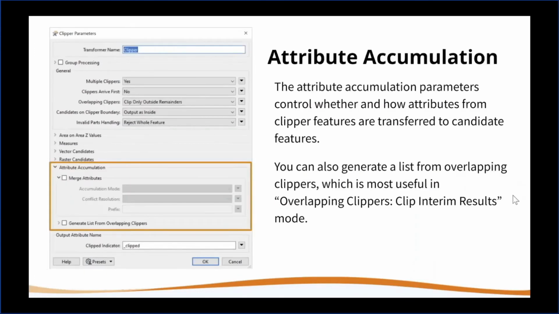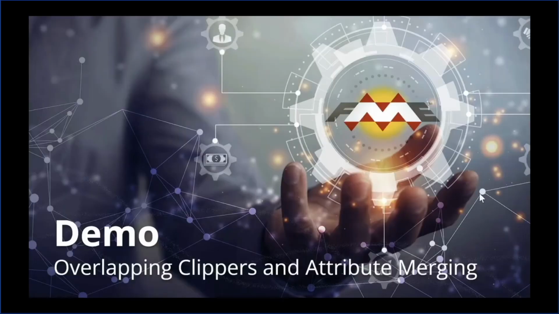Next up on our driving tour is a parameter group called attribute accumulation. And you've seen this before. The attribute accumulation parameters control whether and how attributes from Clipper features are transferred to candidate features. You can also generate a list from overlapping clippers, which is most useful in the overlapping clippers clip interim results mode, which is new for FME 2022. And I have a demo case for this, and I'm going to set the scene.